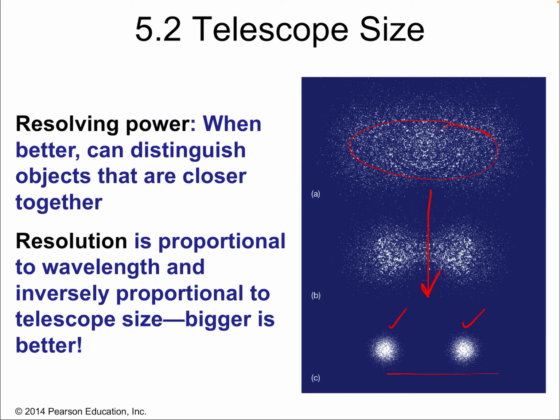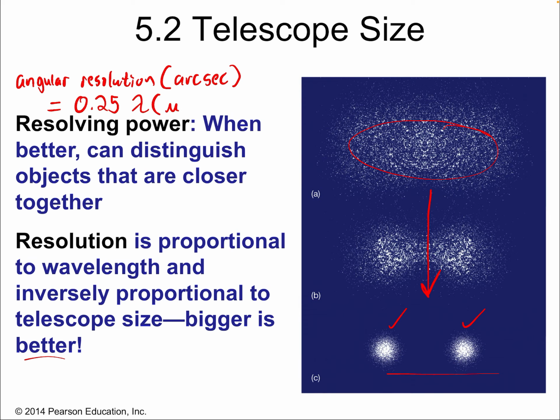Resolution is proportional to the wavelength and inversely proportional to the telescope size. So bigger is better. The formula is the following: angular resolution, and this is in your textbook as well, in arc seconds, is equal to 0.25, which is like a fitting number, times the wavelength in micrometers divided by the diameter in meters. D for diameter, lambda for wavelength. Lambda just represents the wavelength of light, D the diameter.